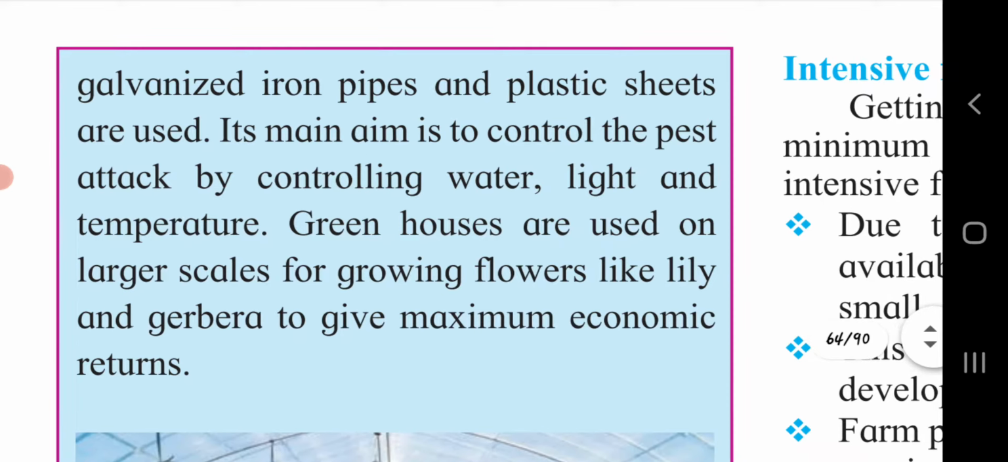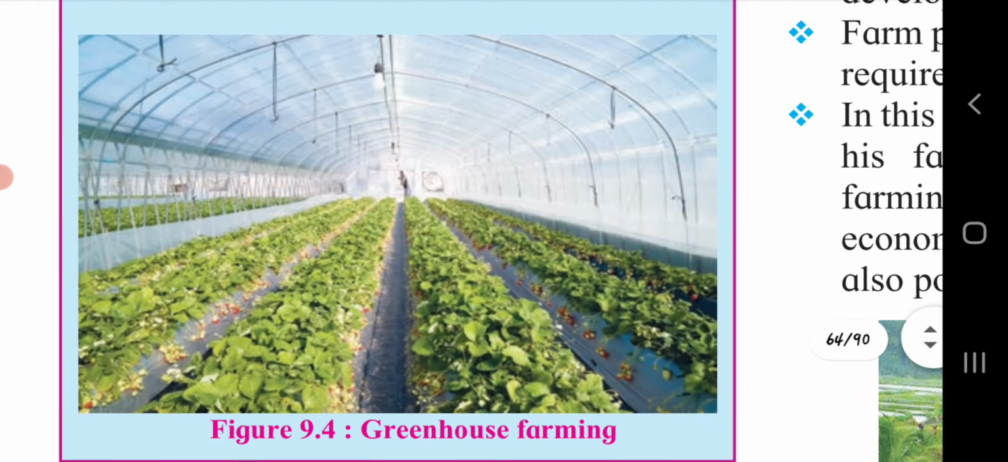galvanized iron pipes and plastic sheets are used. Its main aim is to control the pest attack by controlling water, light and temperature. Greenhouses are used on a large scale for growing flowers like lily and gerbera to give maximum economic returns. So, this is greenhouse farming.